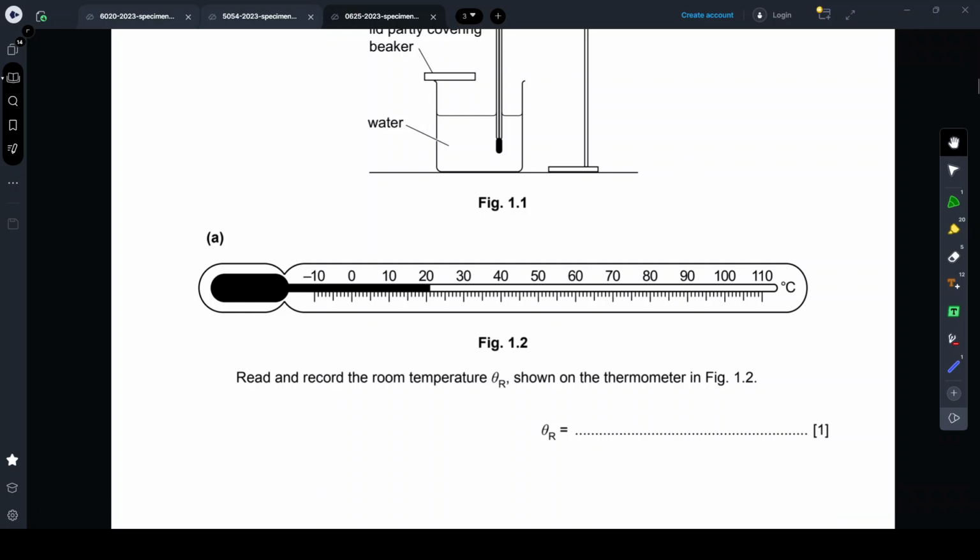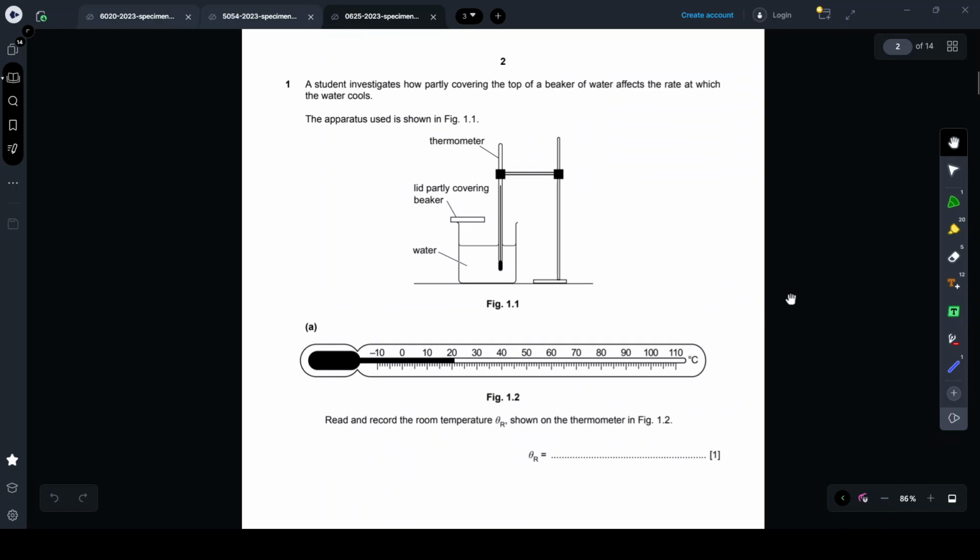Could you? The thermometer shows 20. Is it 20? Wait, could you zoom out? I want to see the whole question. Wait. Let me see. You just need to take the reading of the thermometer image. Yeah, I'm trying to zoom in. I'll zoom in.